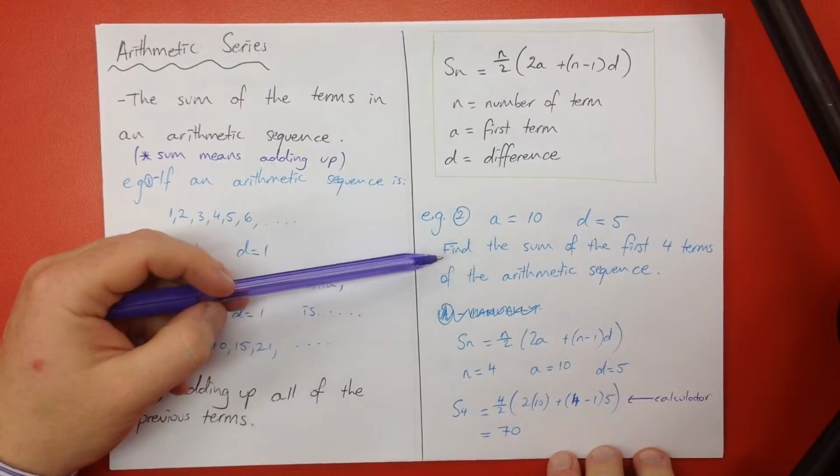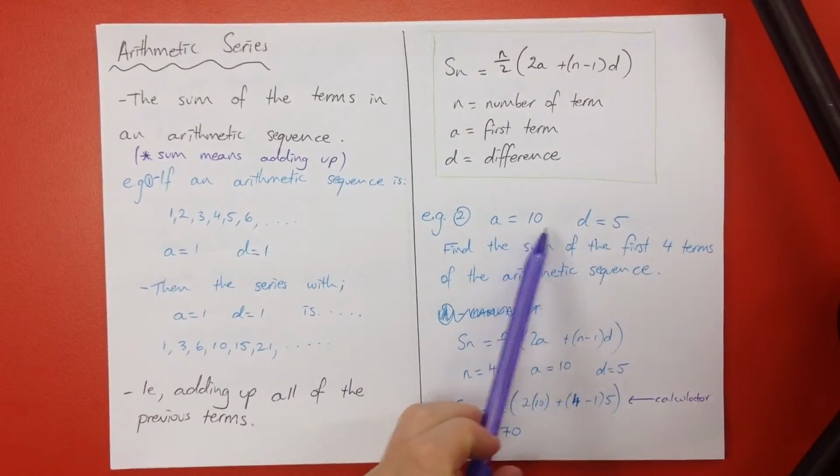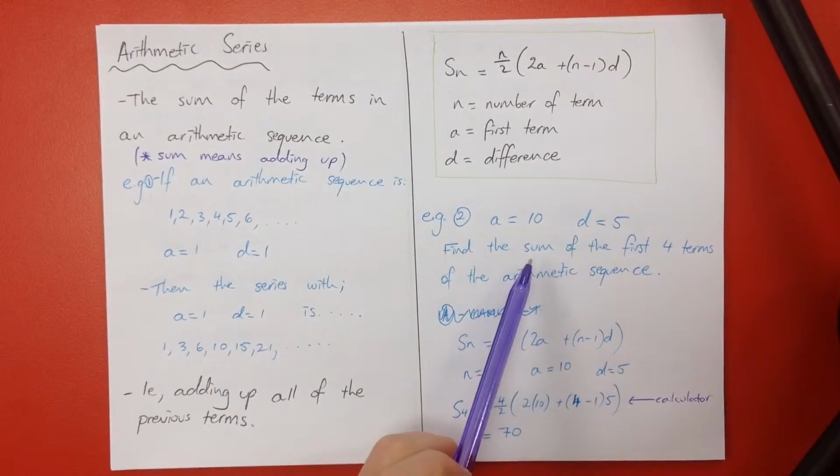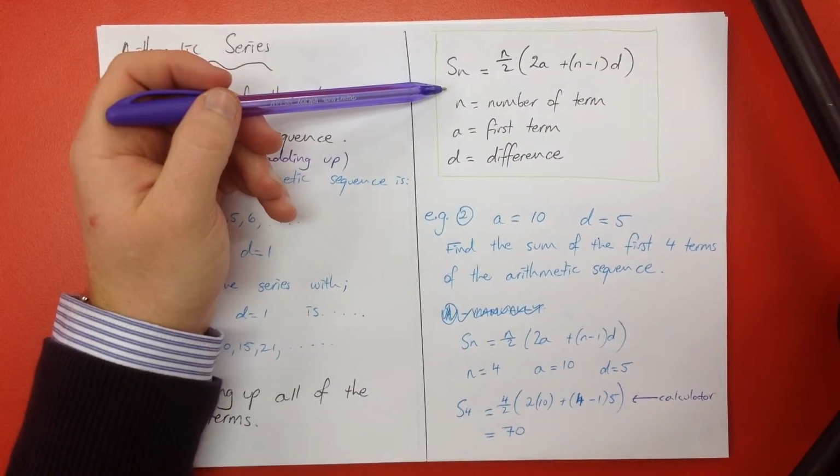So, find the sum of the first 4 terms of the arithmetic sequence. So we're still looking at the sequence. This is still information about a sequence, but now we're going to find the sum of the first 4 terms. So adding the first 4 terms. So we just need to use this formula with n as 4.